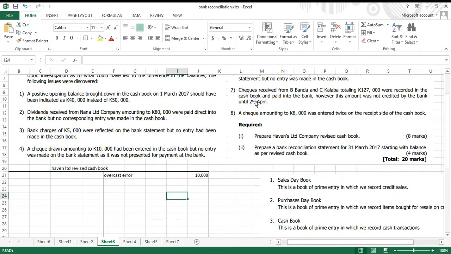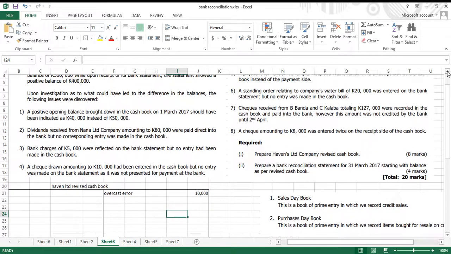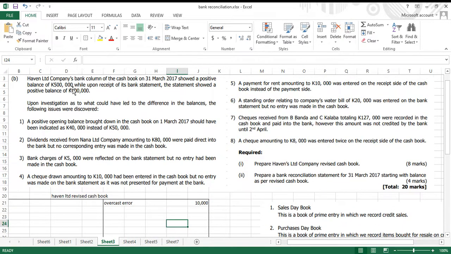Forgot to mention one thing. Our revised cash book, we're going to start with a balance of 500,000. And we've been told it's a positive balance, and this is an asset account. So our balance will be on our debit side. If they told us a negative balance, that balance will come on our credit side.